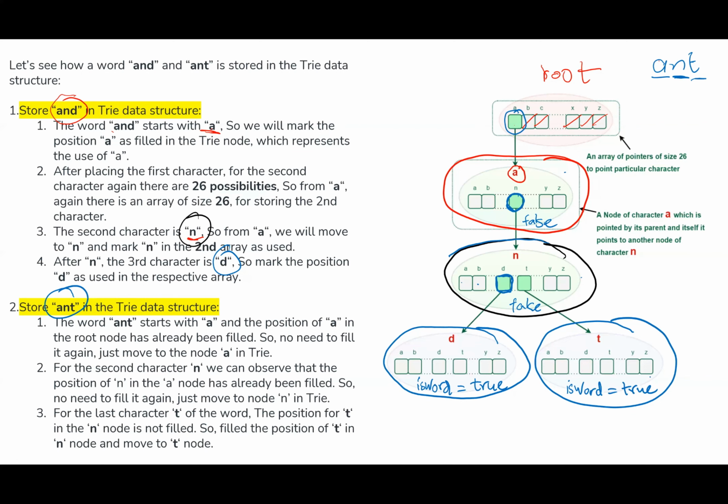Okay. So this is how we inserted two words, and and ant, into a trie data structure. Initially we didn't have anything. We didn't have any of these nodes. The only thing we had was this root node, with all the children empty. This is initially what we had. And from there, we built different nodes to store these two words.